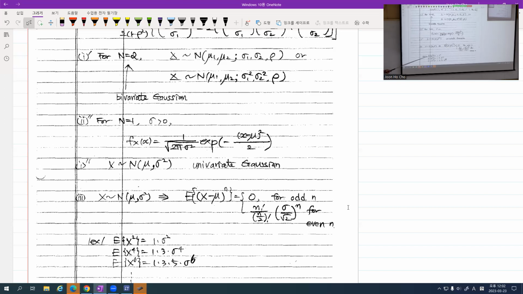And also in the zero mean case, when mu equals 0, this is the example. As you already know, this becomes the variance, sigma squared. Third order is 0. Fourth order is sigma raised to the power of 4 times 3 times 1. In x to the 6th, you have sigma raised to the power of 6 times every odd number less than 6 down to 1. Got it? So this is the way to remember this result.